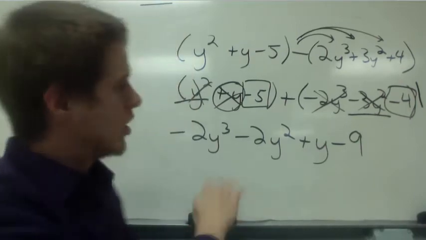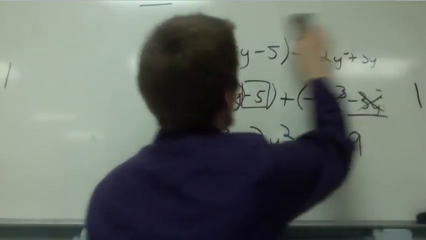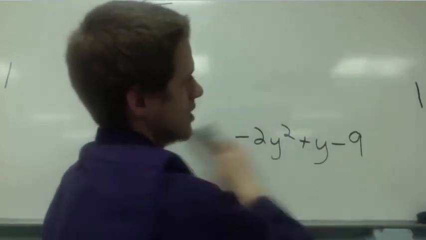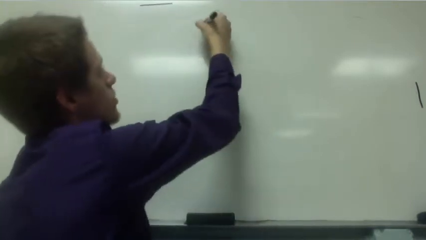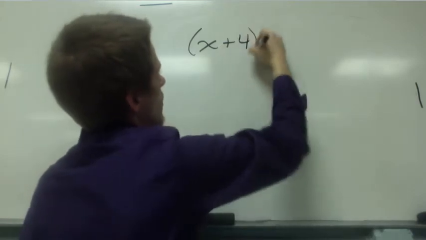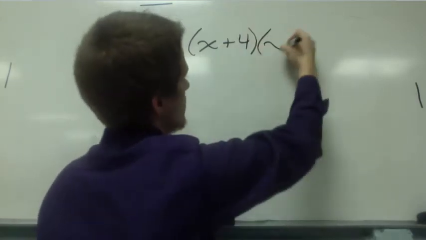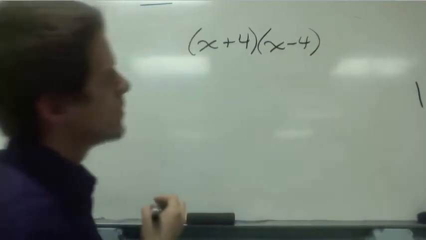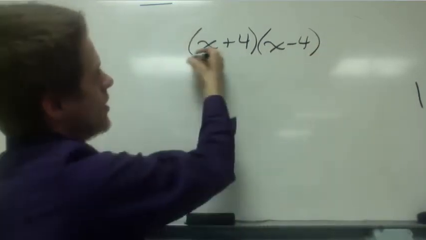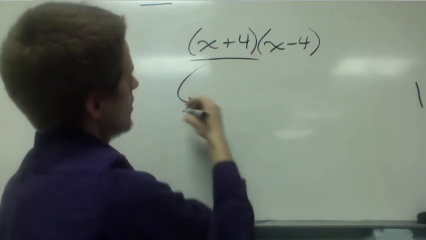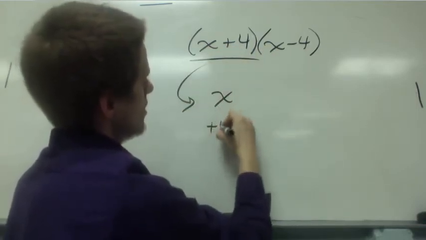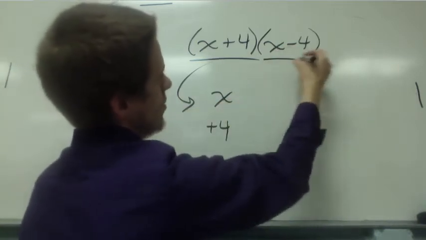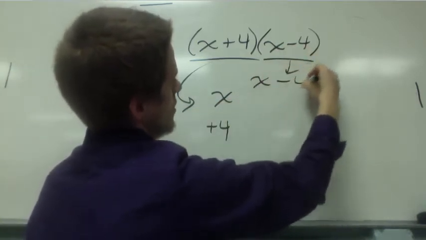Cool, so that's subtraction. Moving on to multiplication. For multiplication, we do have two methods. You can either use distribution or you can use the box method. Personally, I prefer using the box method, but it's completely up to you which one you want to use. So we'll start with x plus 4, multiply that by x minus 4. So I'm going to set this up using the box method. This first term I'll write on the left side here, so x and then a plus 4. The second one I'll write up top here, x minus 4.